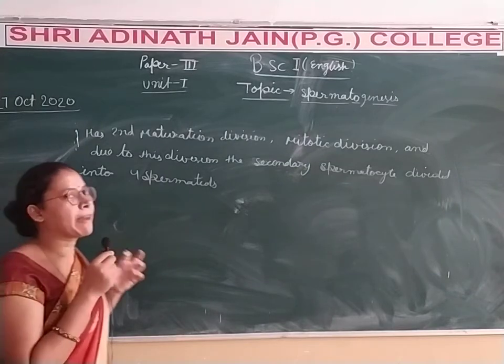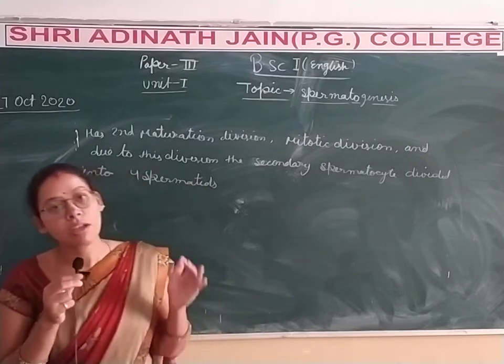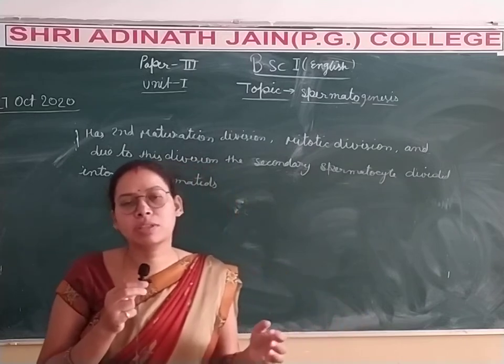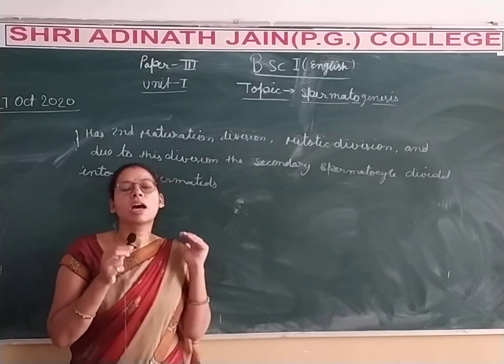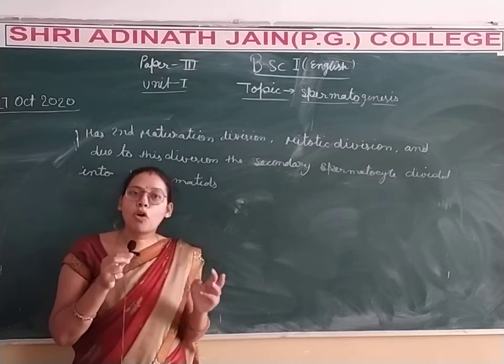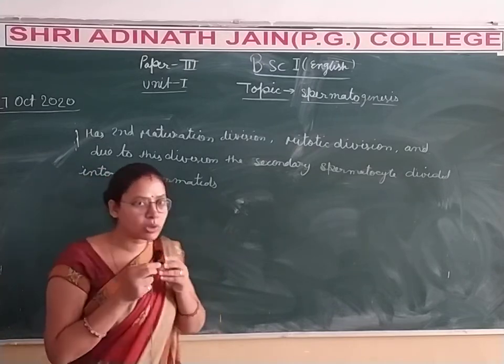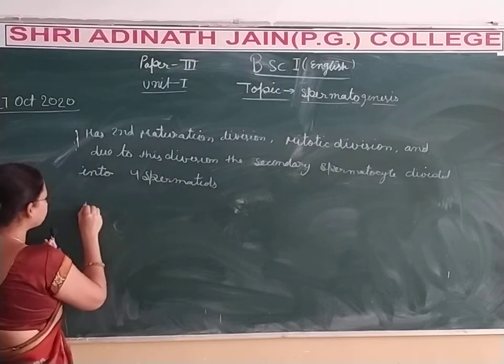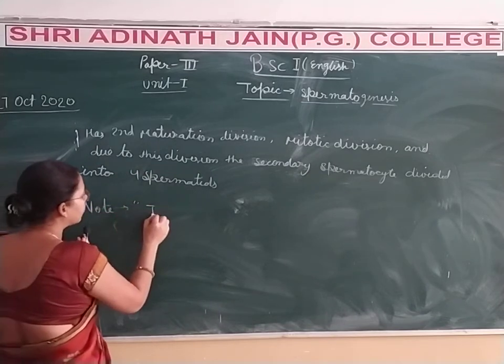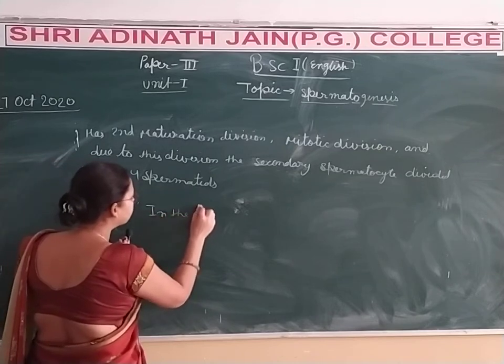Okay, so now the maturation phase has completed. So there is one primary spermatocyte. From the one primary spermatocyte, the four spermatids are formed. So note down, make a note.